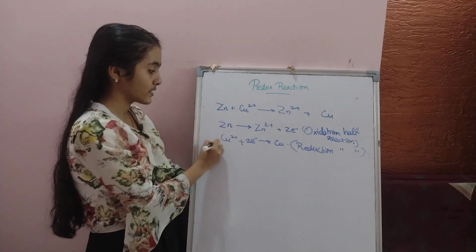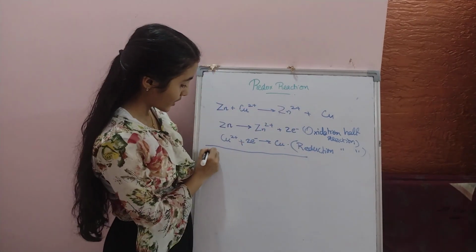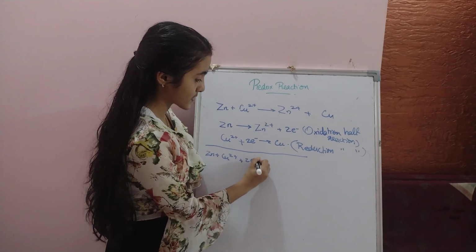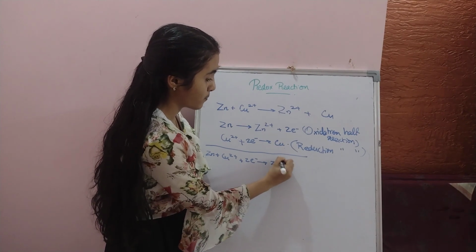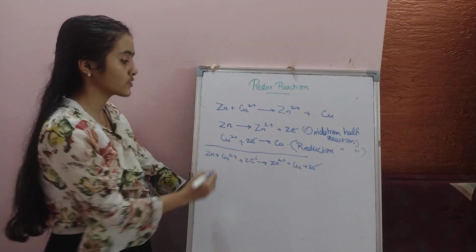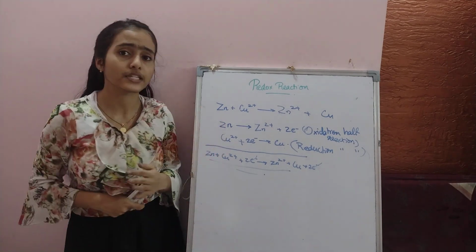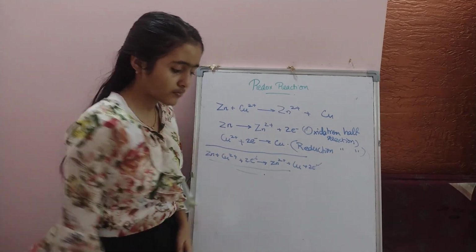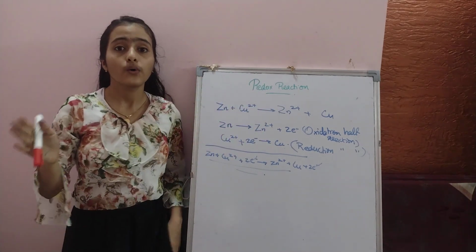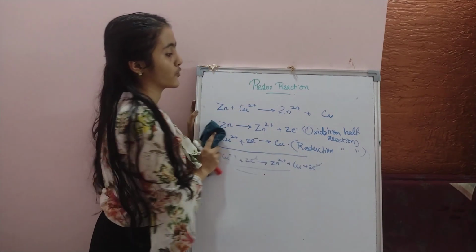Next, now we are adding these two. We are arriving at this equation and proving that this is a redox reaction. When we add, Zn plus Cu2+ plus 2 electrons gives Zn2+ plus Cu plus 2 electrons. Now we cancel out these 2 electrons and we get the equation. Now we have proved that this is a redox reaction. This type of question is very important from the board exam point of view because these are mainly asked in board exams.